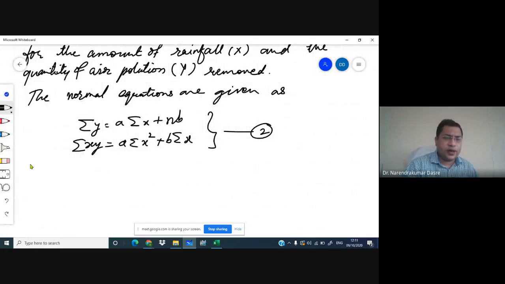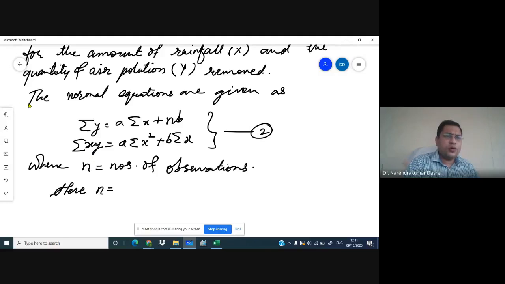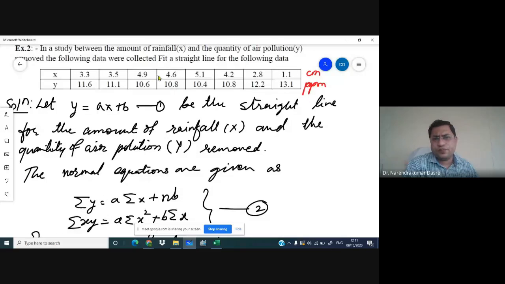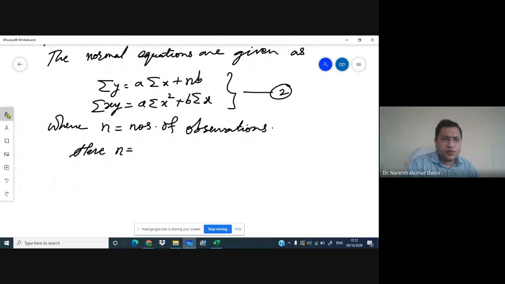Where n is the number of observations. For this problem, see how many observations we have. Here we have 8 observations, so n is equal to 8.